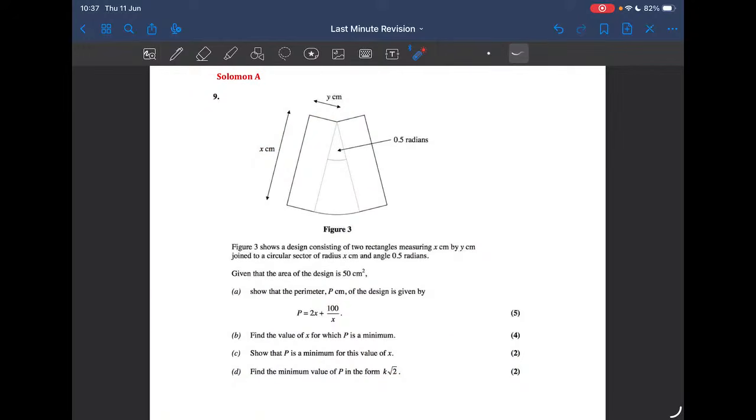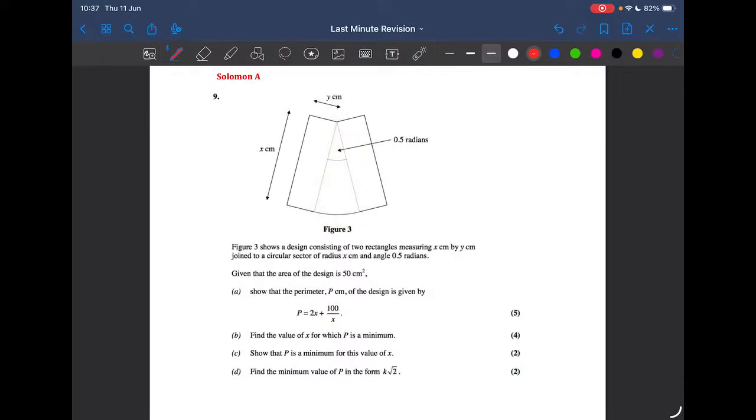So figure 3 shows a design because there are 2 rectangles measured by x and y. And the angle in there is half a radian. So the area is 50. The area of this thing is 50. Okay, so we have got all of that bit filled in.